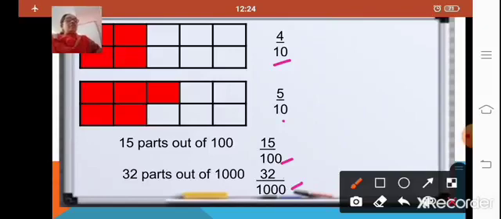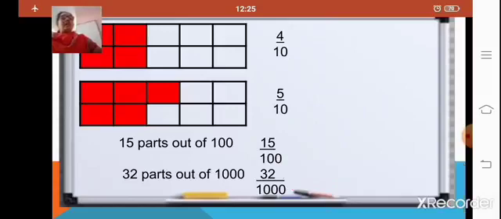Now a fraction which has the denominator 10, 100 or 1000 is called a decimal fraction. Or you can say a decimal fraction is a fraction whose denominator is either 10, 100, 1000, or a power of 10, like 10,000, and it goes on in the same way. Okay.